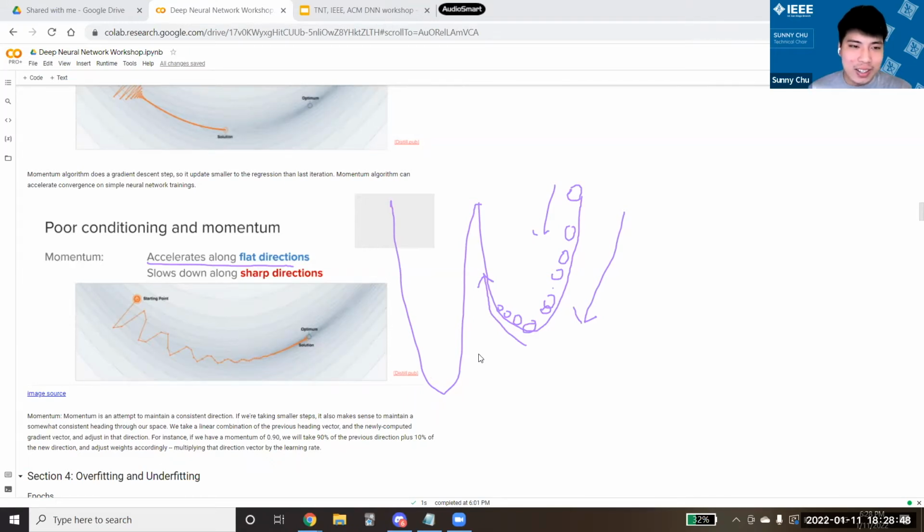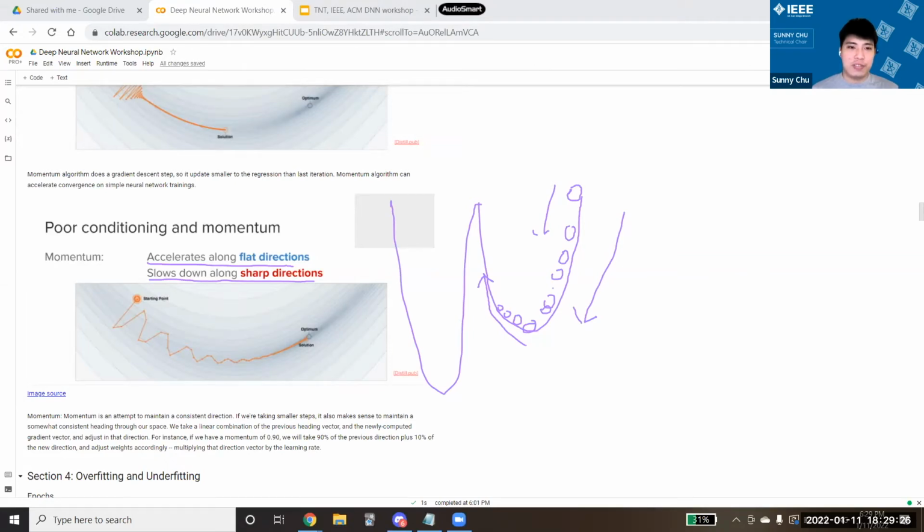Also, if you see here, it slows down along the sharp directions, meaning if there's a direction change from downhill to uphill, then it's going to slow down. You can also see this plot here. As it changes the direction, it's going to slow down. But as it finds the flat direction, it's going to speed up. There are actually three advantages of momentum that you can imagine.